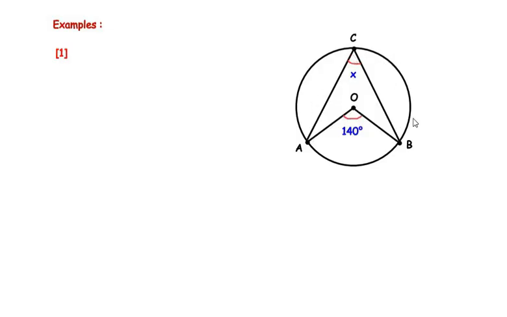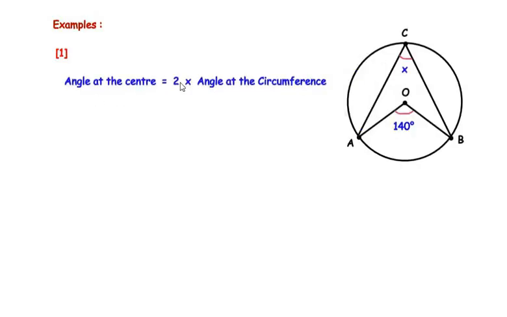So here we are going to use the angle at the center theorem. That is, angle at the center is 2 times the angle at the circumference. Angle at the center is 140. So we get 140 degrees is equal to 2 times angle ACB, that is angle at the circumference. Now dividing both the sides by 2, we get the angle at the circumference, that is x, as 70 degrees. So this is our answer.